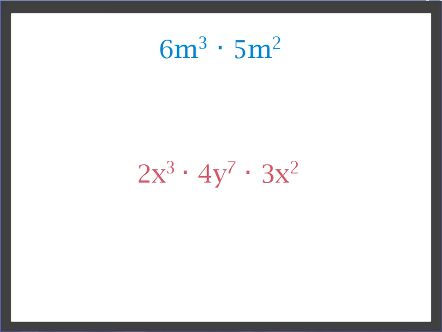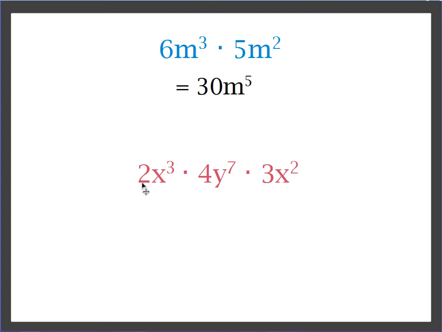Sometimes there will be coefficients involved, like the coefficient of 6 on 6m to the third, and the coefficient of 5 on 5m to the second. In cases like this, if everything's being multiplied together, I can go ahead and multiply the coefficients. 6 times 5 gives me 30, and then m to the third times m squared gives me m to the fifth power.